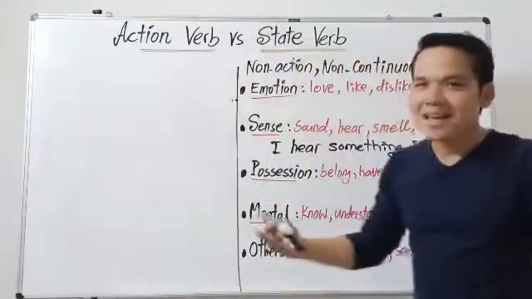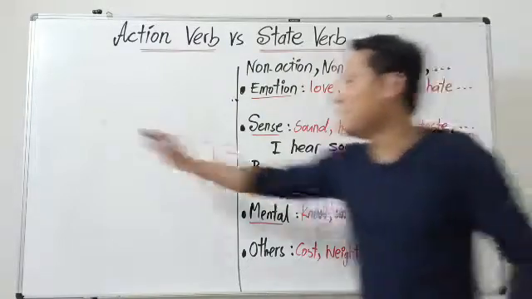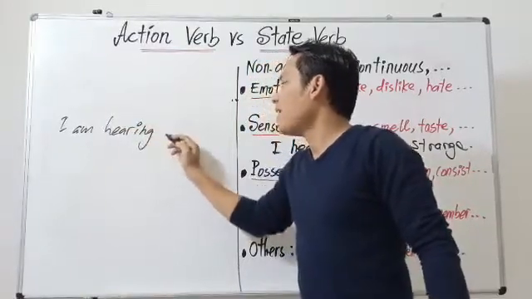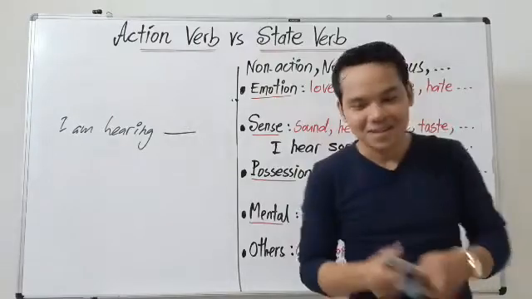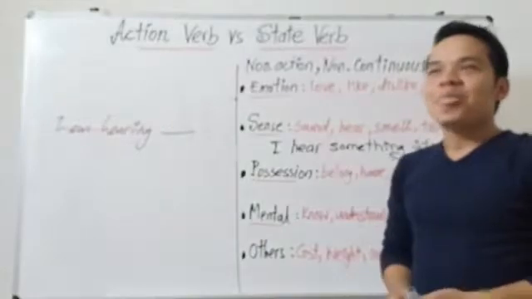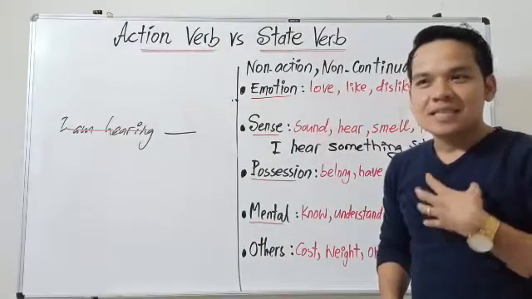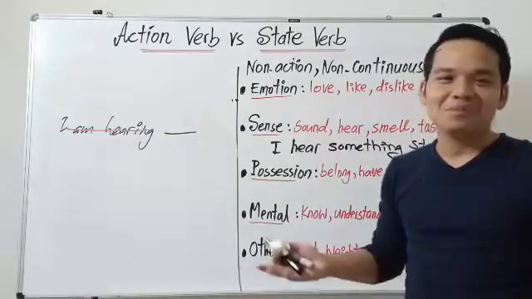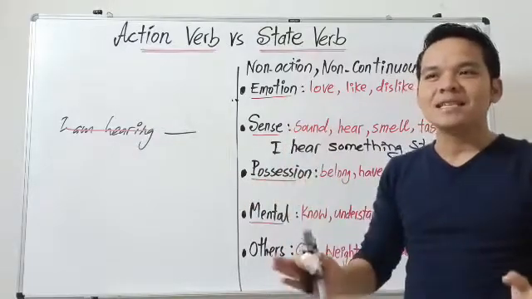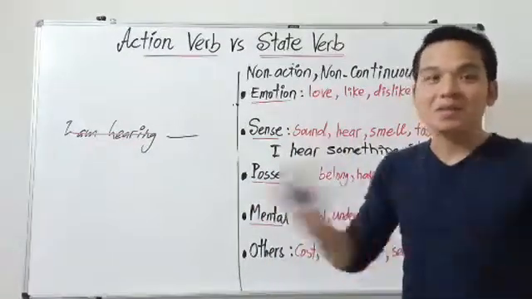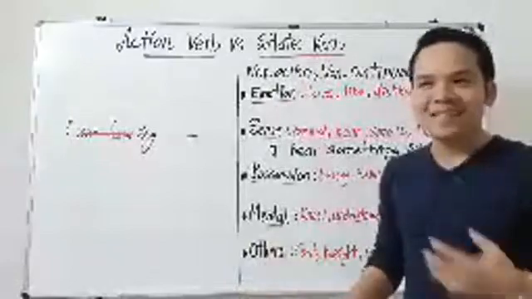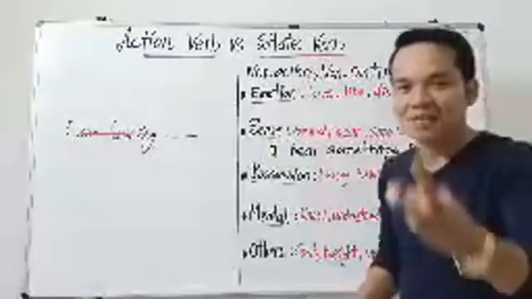So here is the stative verb. We cannot use I am hearing. Emotion, sense, they are stative verbs, so don't use them with the present progressive tense. Just note the difference between action verbs and stative verbs like that.